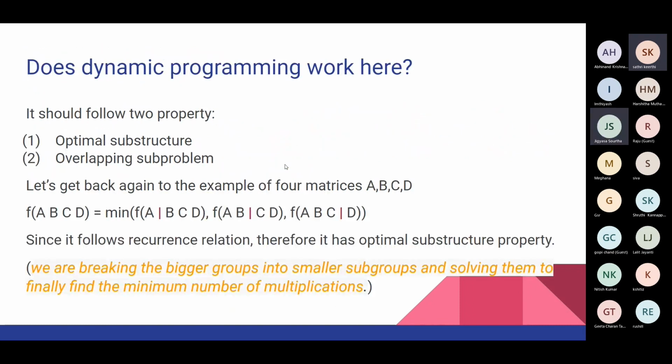So yeah, that was the naive approach. Now let's see if dynamic programming works here or not.